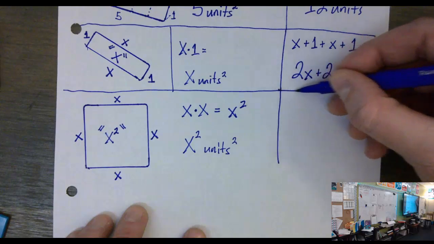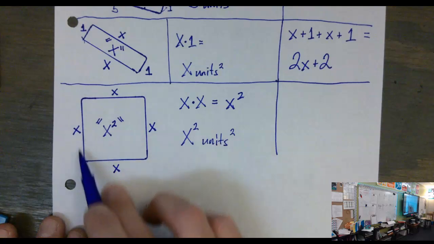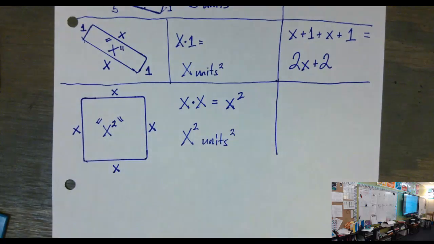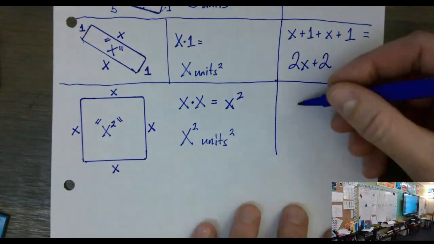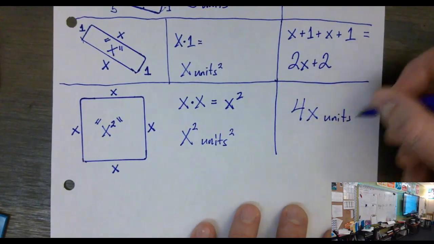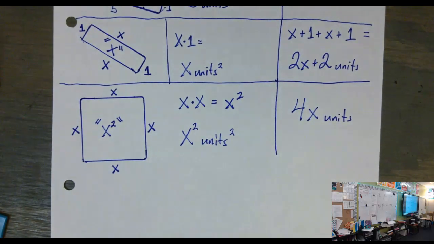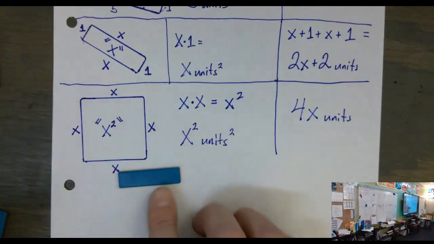What about the perimeter of that tile? Anybody? 4x. Okay.